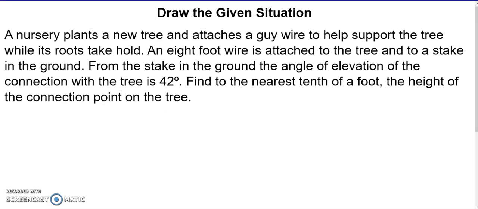Now let's just draw this situation. We're not actually going to solve it, but I do want to just draw this picture. So first thing we're going to do when we're given any problem, read it completely from start to end.